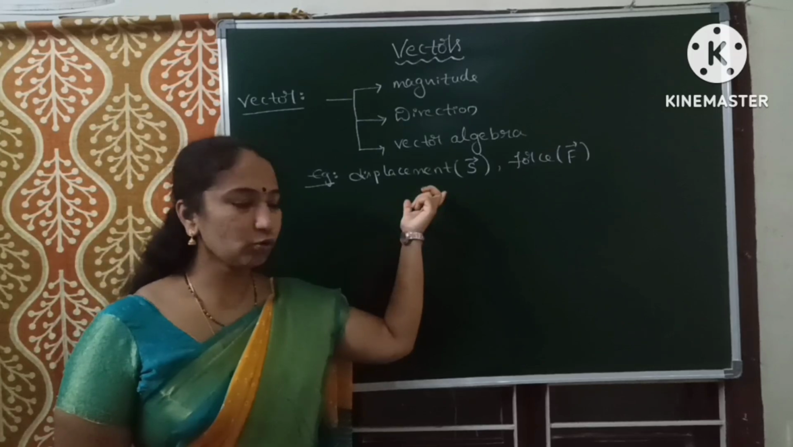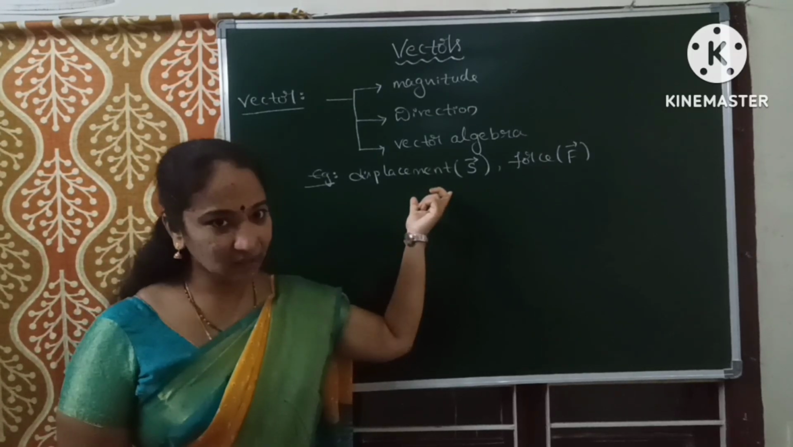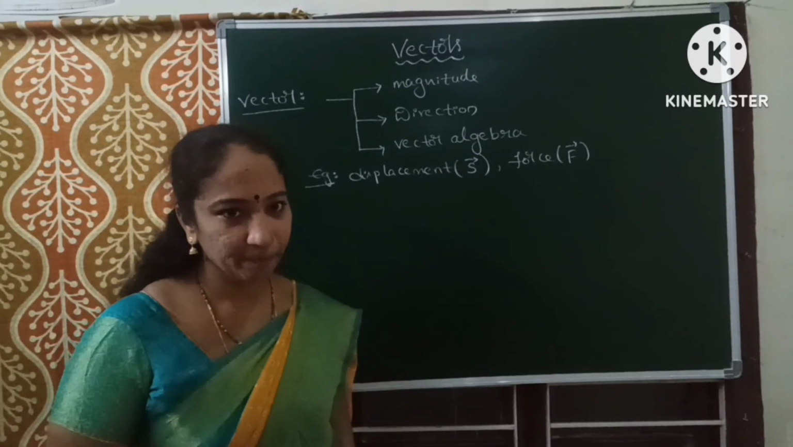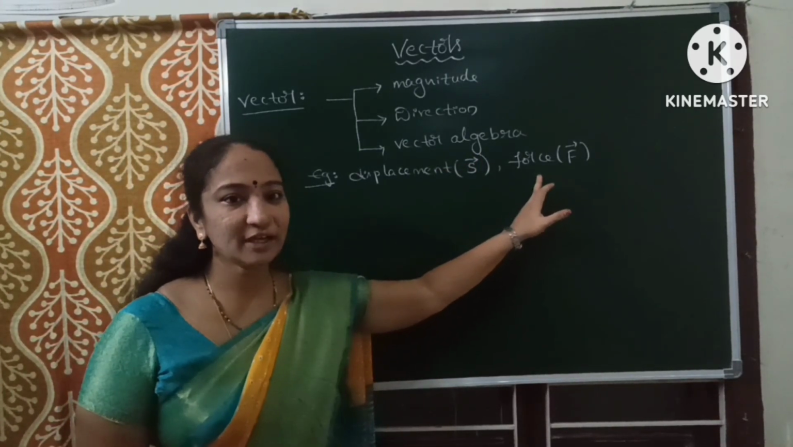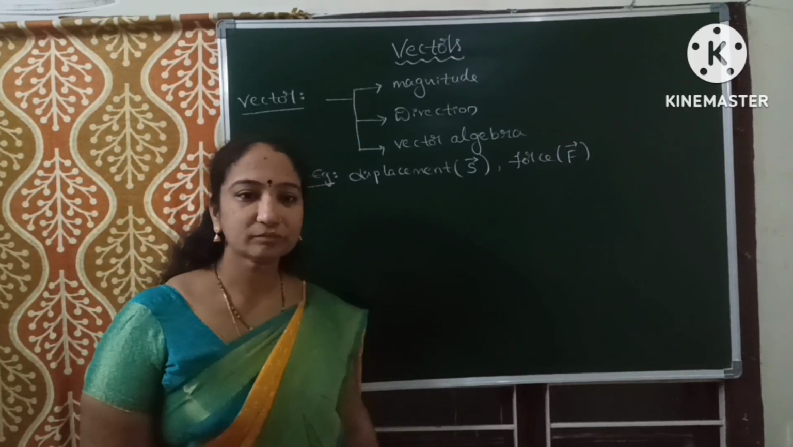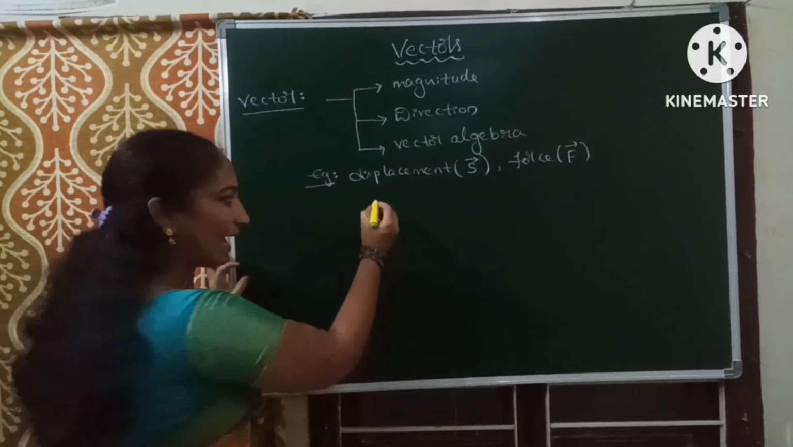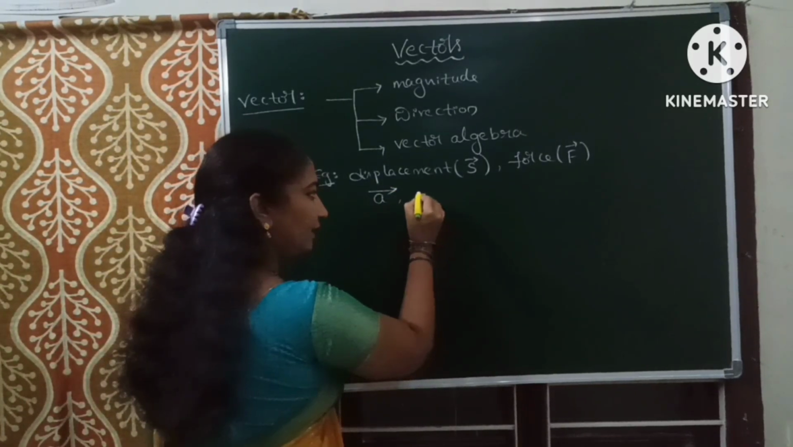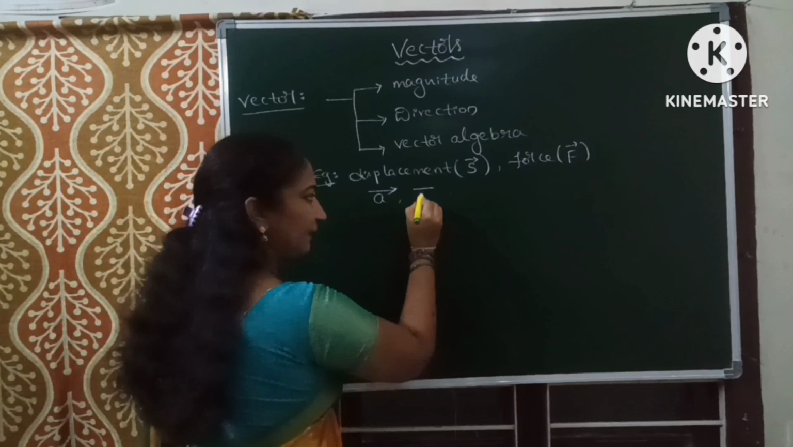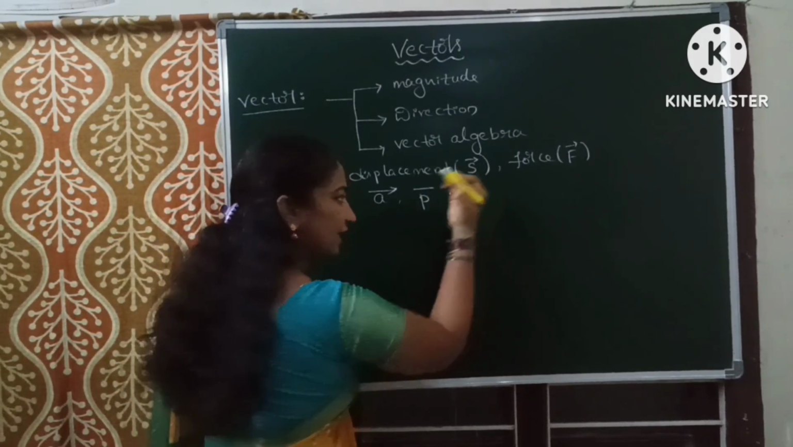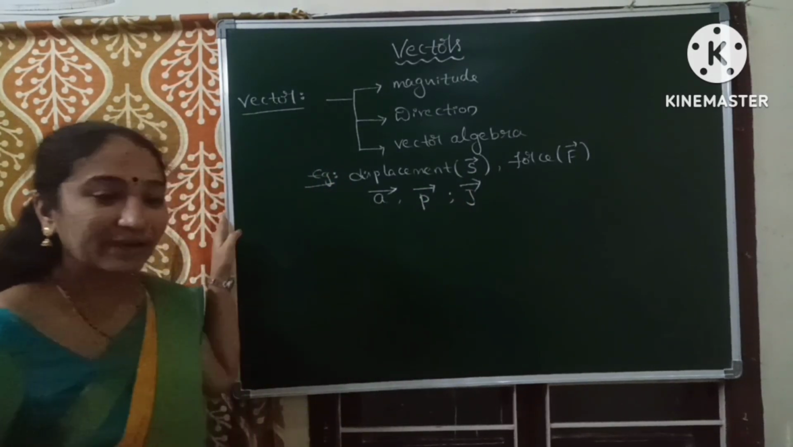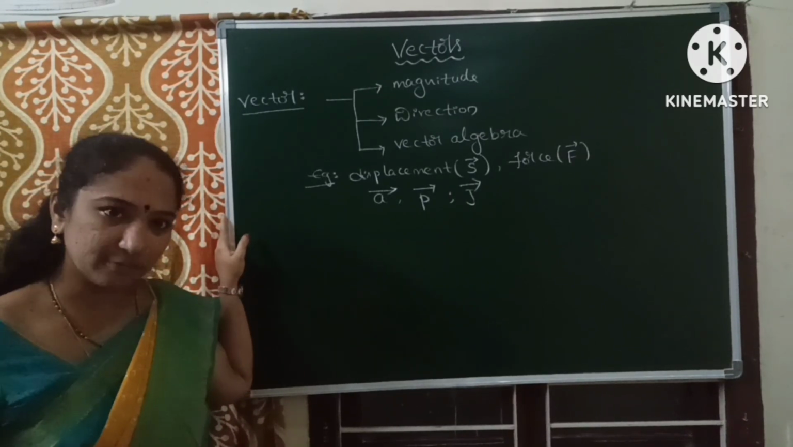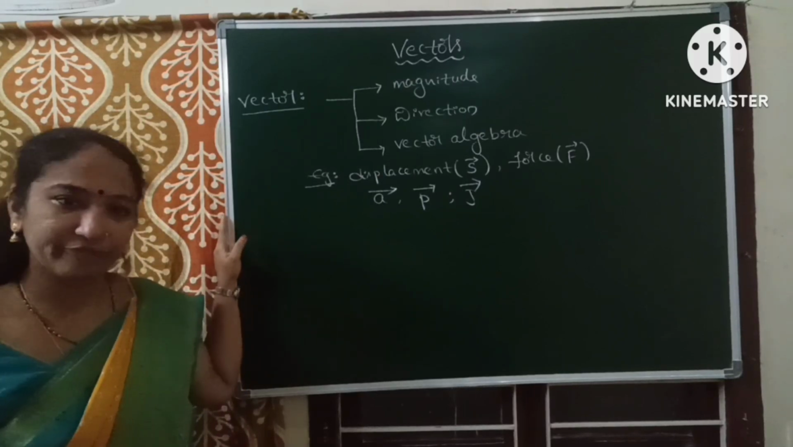For example, here I wrote some examples. Displacement is a vector which is represented by s bar. Here bar represents the direction of the displacement, and force is a vector which is represented by F bar. Bar represents direction of force, including acceleration, A bar, which is bar represents the direction, including momentum, P bar, including impulse, J bar. We have some vector quantities which have magnitude, direction, and follow vector algebra. Right, this is about the definition of vectors.